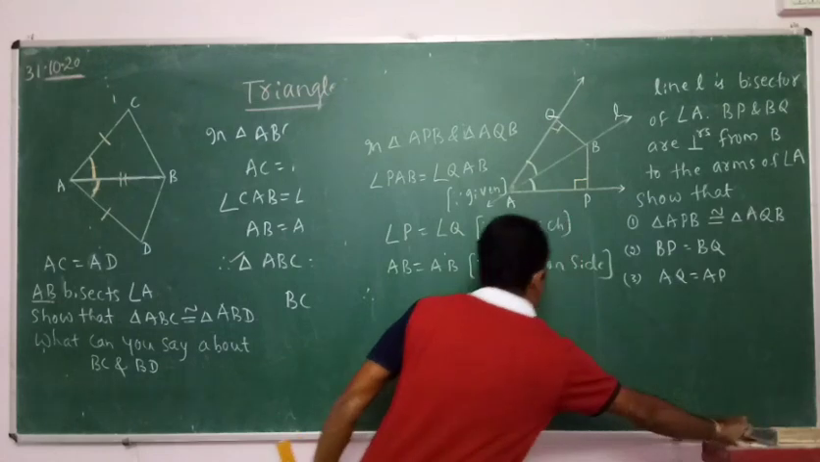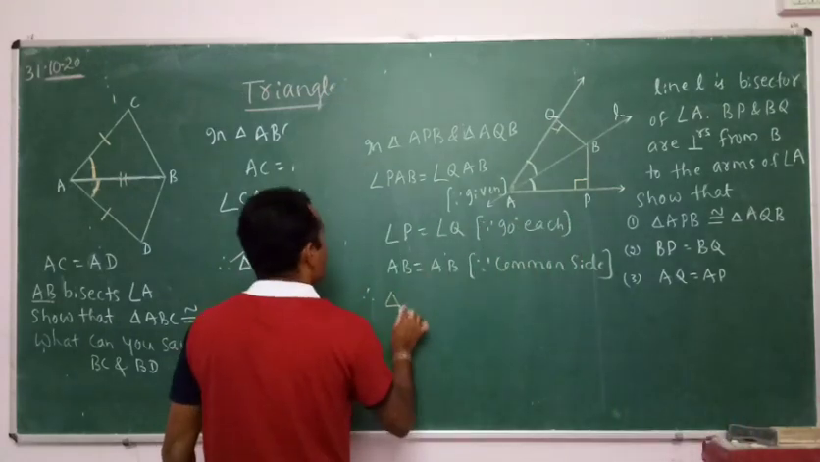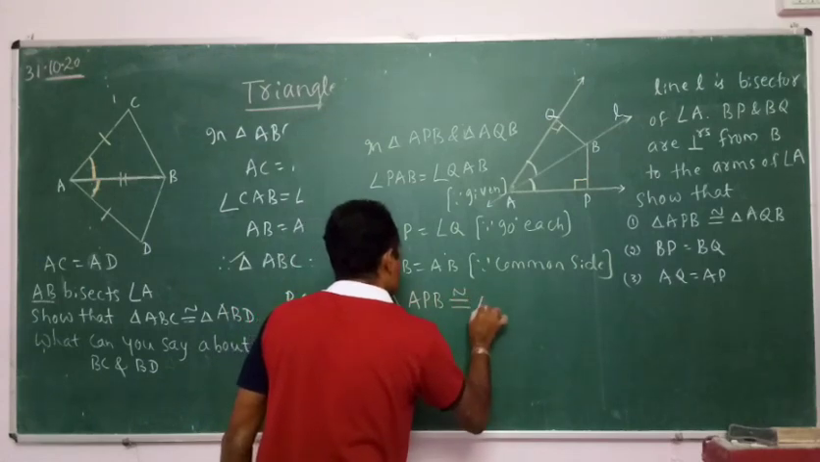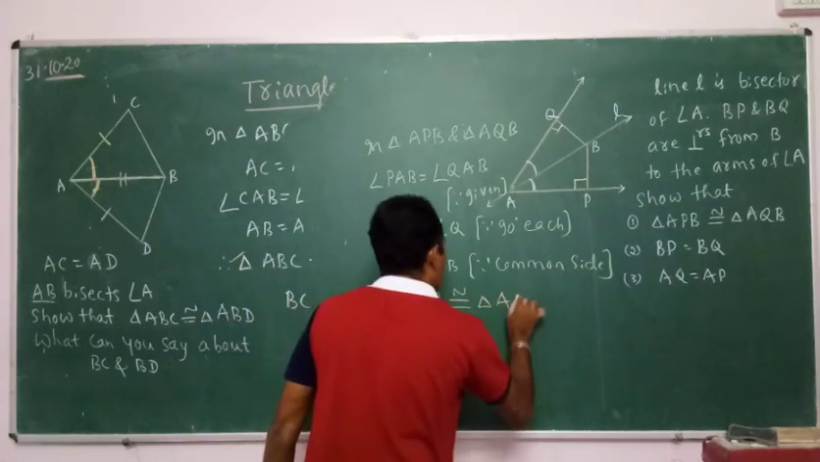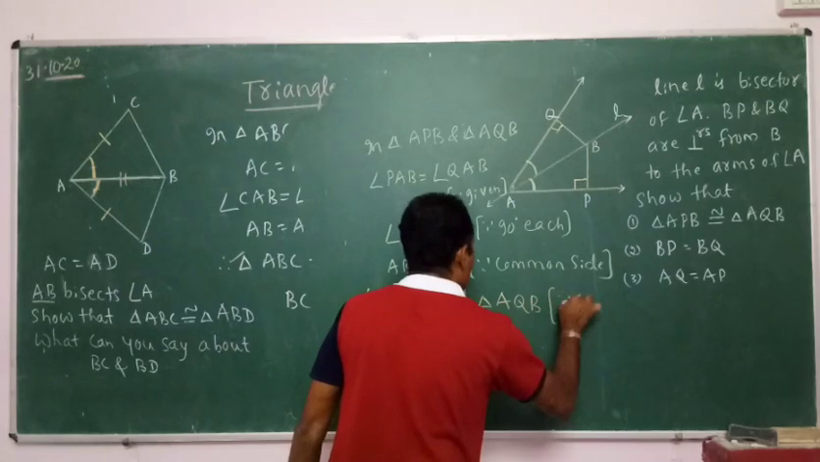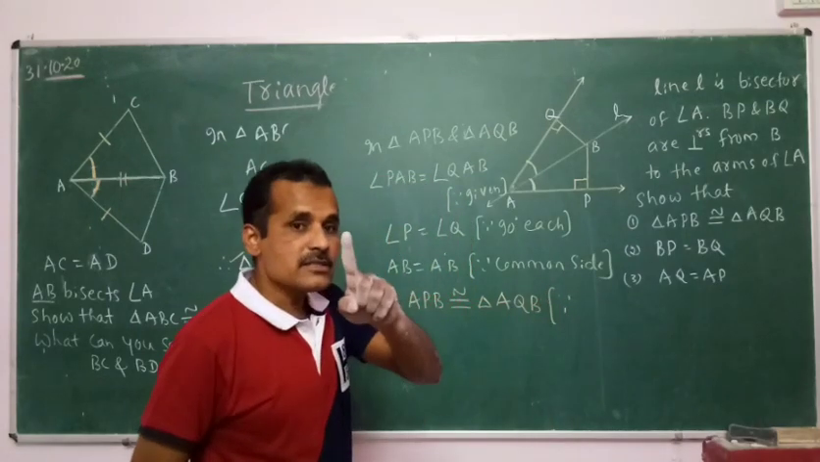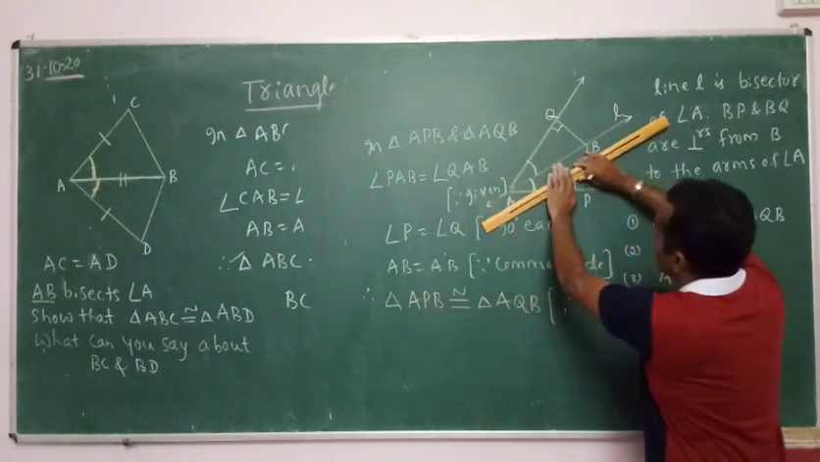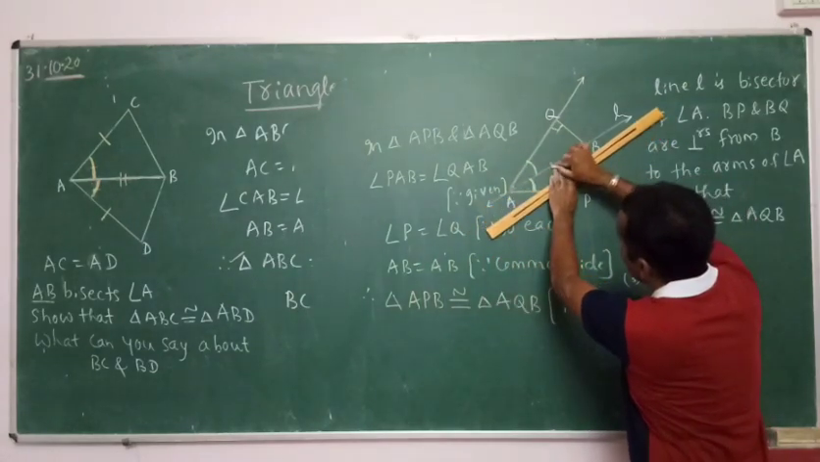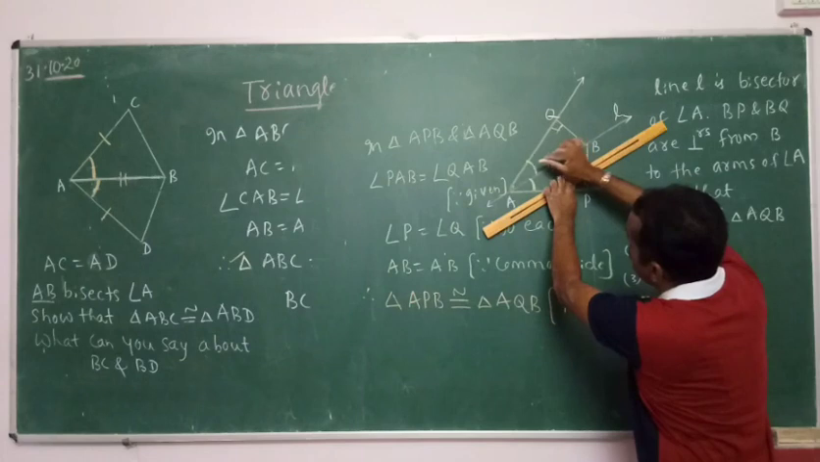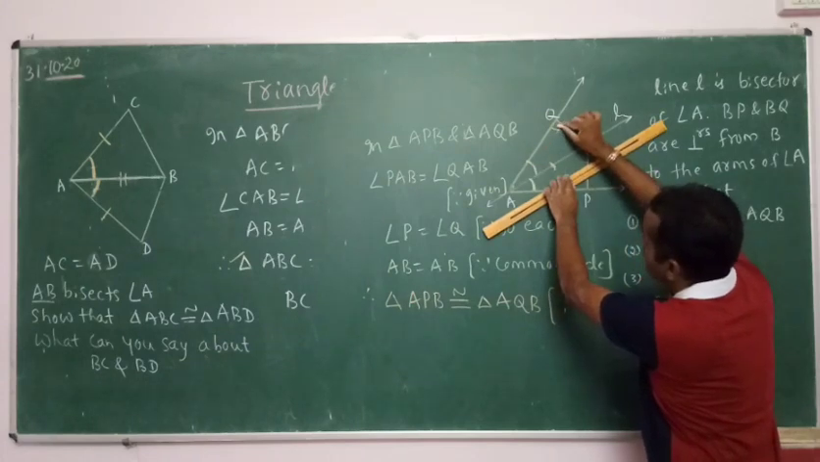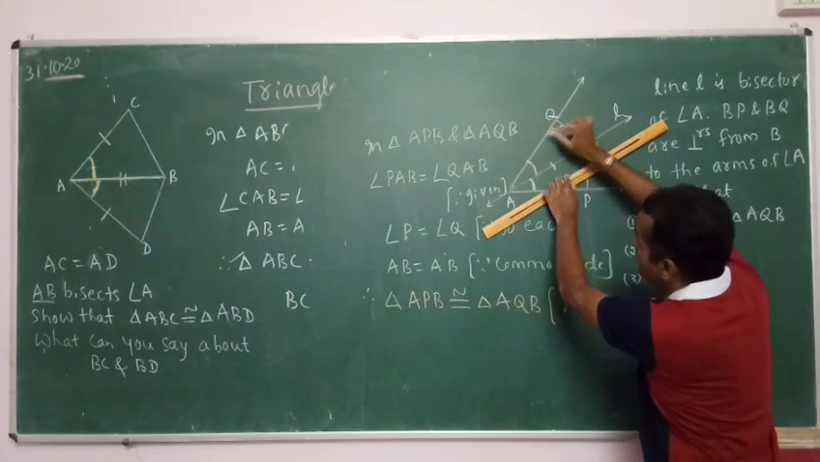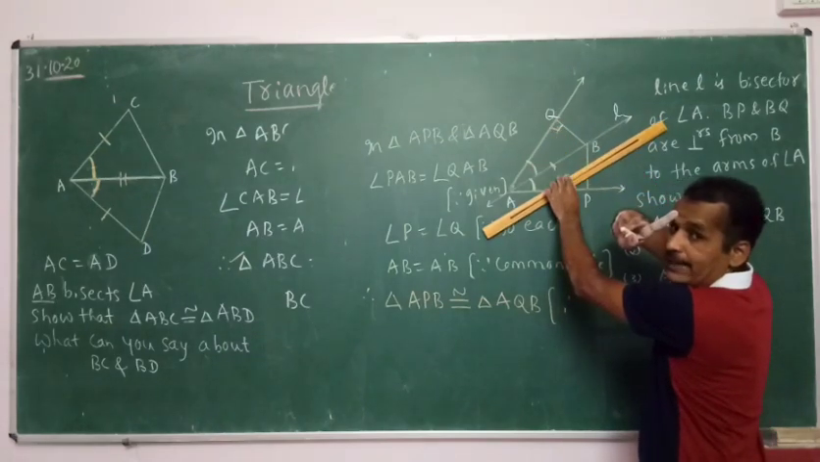Therefore, I can write, triangle APB is congruent to triangle AQB. Which congruency? For that, see only one triangle. What have I chosen? I have chosen this. It is not RHS, because two angles are there. RHS means only one angle must be there.